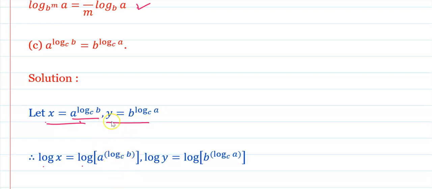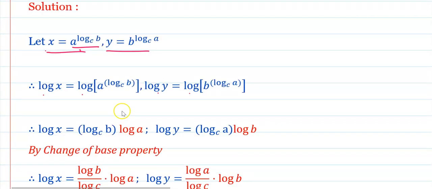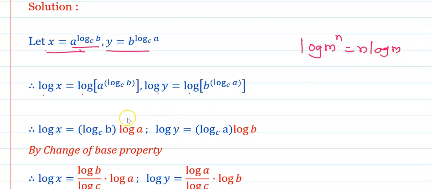Similarly, take log on both sides. That is, log of y is equal to log of b raised to log of a to the base c, in this way. Again, here the power comes in front. That is, we can express log of m raised to n as n times log of m. Similarly, the exponent a raised to log of b to the base c comes in front. That is, log of a. Similarly, for log of y, the exponent comes in front, so log of a to the base c into log of b, in this way.